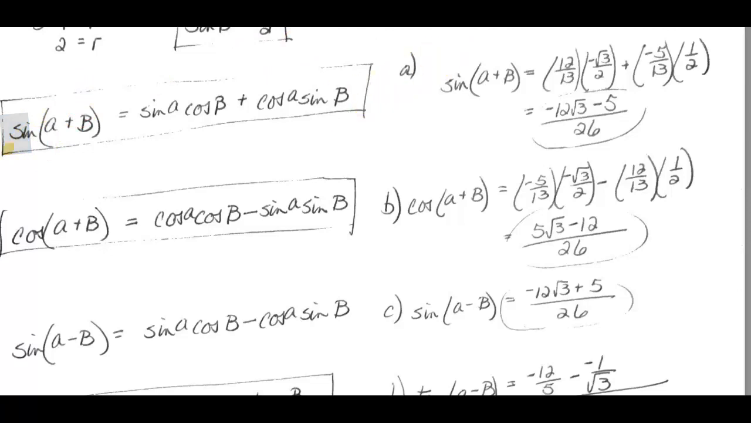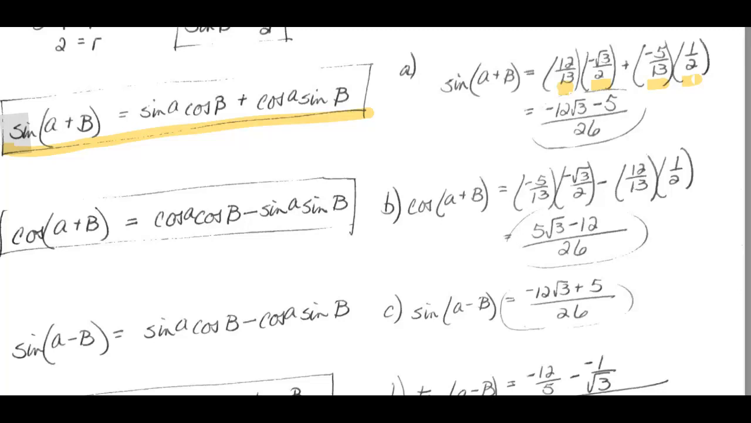Sine of alpha plus beta is equal to sine alpha cosine beta plus cosine alpha sine beta. And all I'm going to do now is just make substitutions. I know the sine of alpha was 12/13. The cosine of beta was negative square root of 3 over 2. The cosine of alpha was negative 5/13, and the sine of beta was 1/2. So I'm just plugging in, simplifying all of that, and that gives me this expression: negative 12 times square root of 3 minus 5, all over 26.